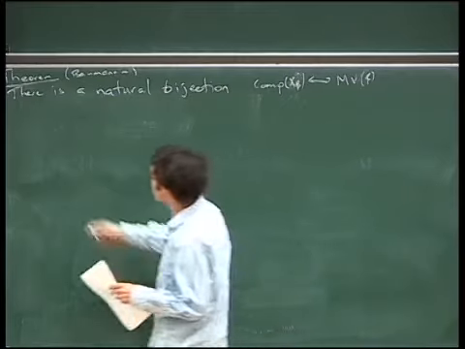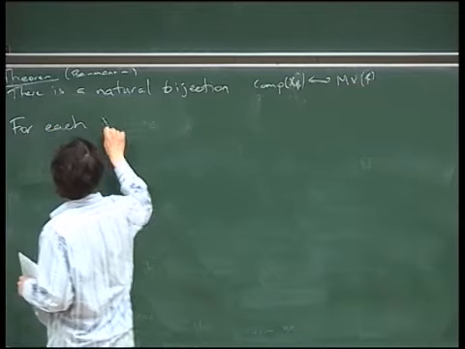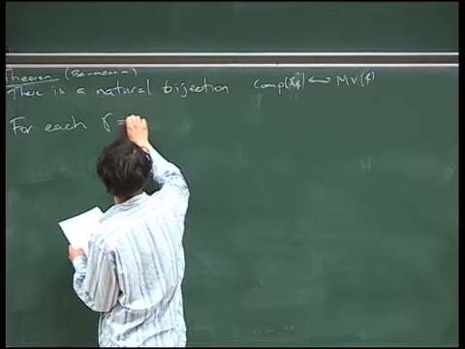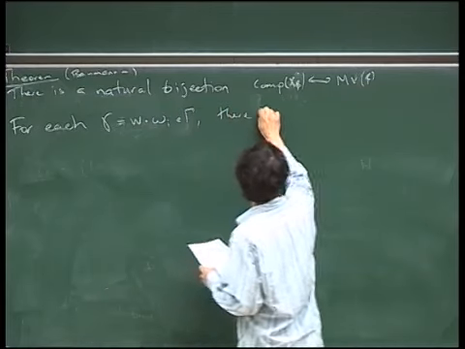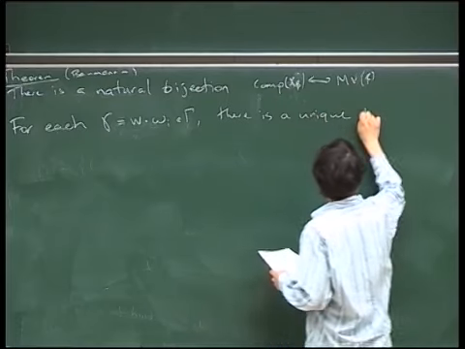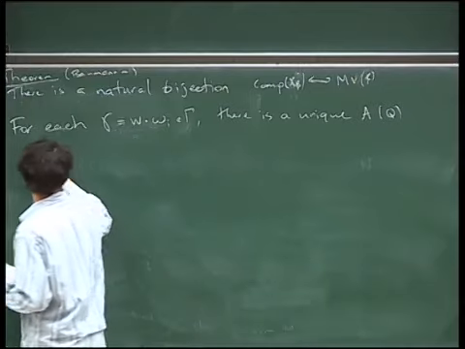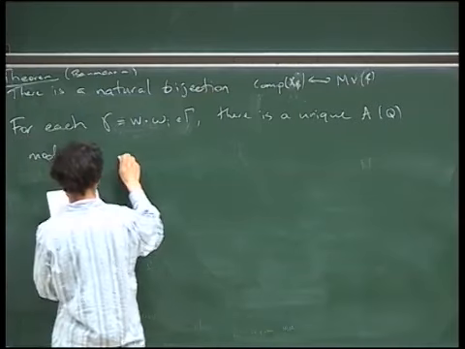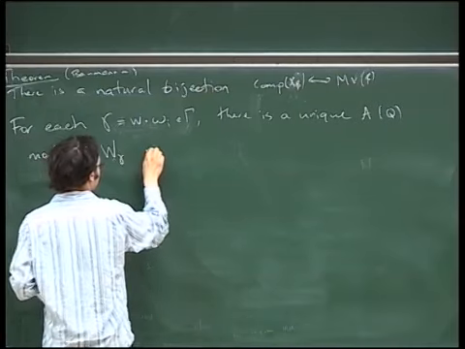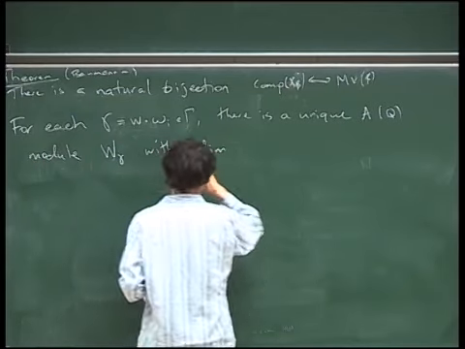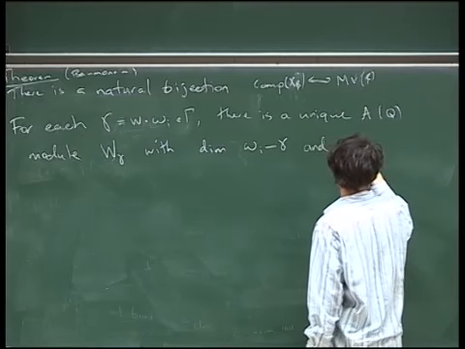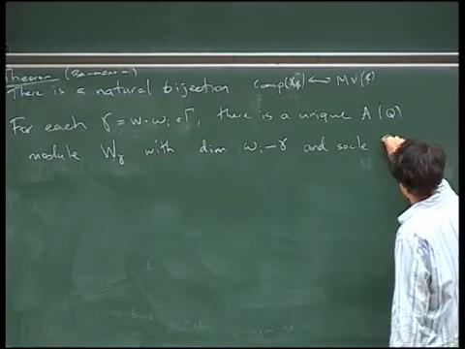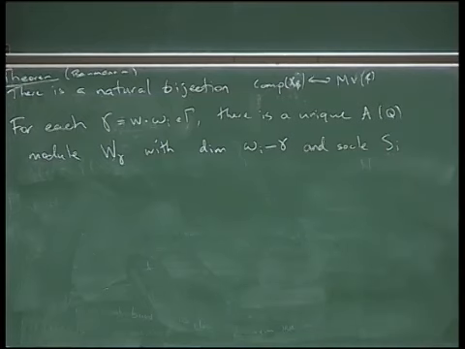Okay, so for each chamber weight gamma, which will be some Weyl orbit of a fundamental weight, there is a unique A of Q module, unique up to isomorphism, which we call W of gamma, with dimension vector given by omega_i minus gamma, and socle S_i, where socle means the maximal semisimple submodule, and S_i means the A of Q module which is just C, a one-dimensional vector space in the i spot and 0 elsewhere.